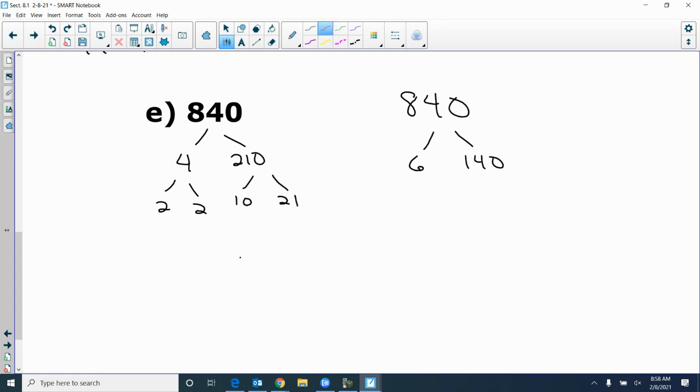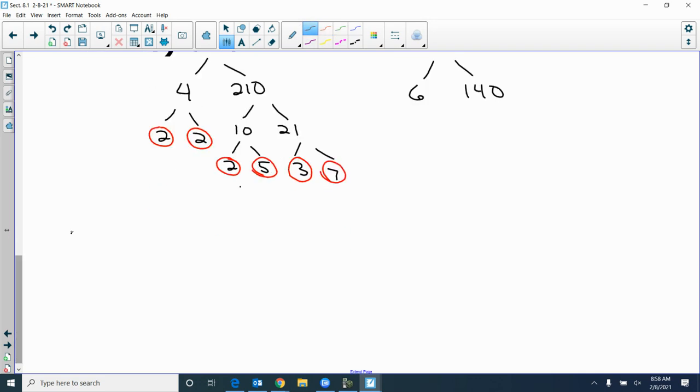Now, once you get to the 2 and the 2, I'm going to circle those so I don't forget about them. 10 is 2 times 5. Those are both prime numbers. 21 is 3 times 7. Those are both prime numbers. Now, when I write the prime factorization, I want to keep everything in order. How many 2's do I have when I'm done? Jordan? 2 cubed. 2 to the third.